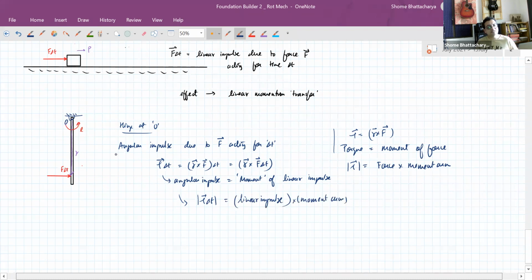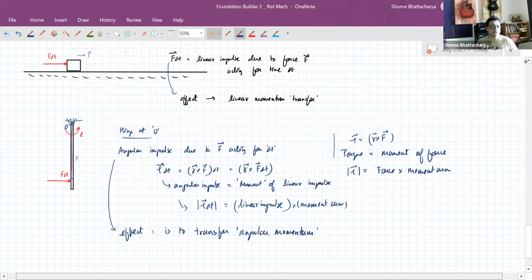And what effect does this angular impulse have? The effect is to transfer angular momentum. It makes the body try to rotate, so it changes its angular momentum. Whereas the effect of linear impulse was to transfer what? Linear momentum to the body. So again, this makes clear the relation between angular impulse and linear impulse.